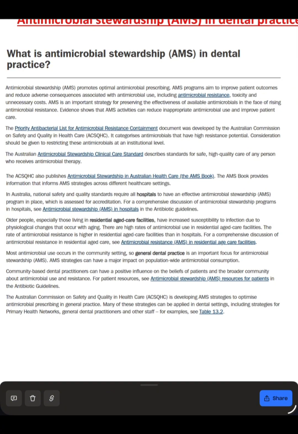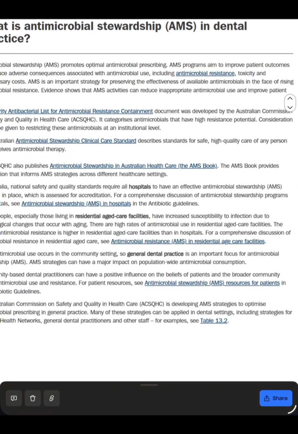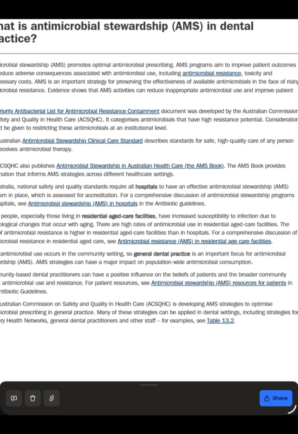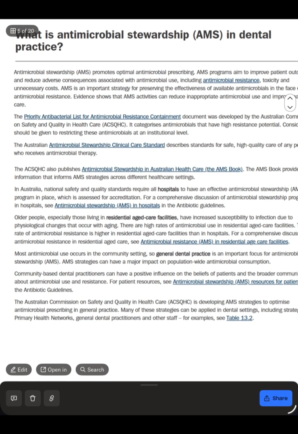In Australia, national safety and quality standards require all hospitals to have an effective antimicrobial stewardship program in place, which is assessed for accreditation. For a comprehensive discussion of antimicrobial stewardship programs in hospitals, see AMS in hospital in the antibiotic guideline. Older people, especially those living in residential aged care facilities, have increased susceptibility to infection due to physiological changes that occur with aging.